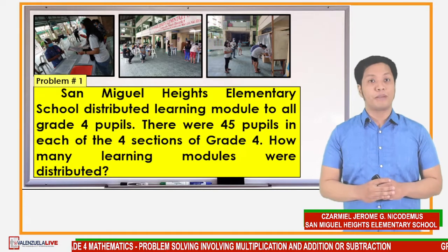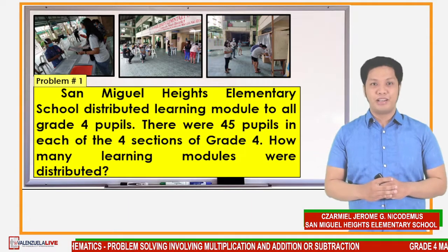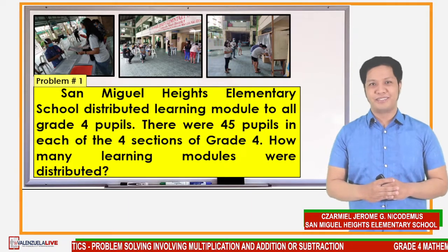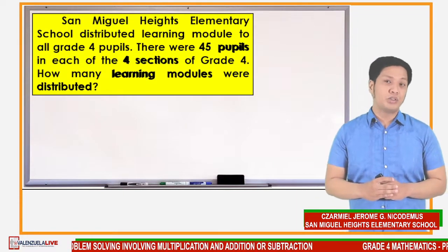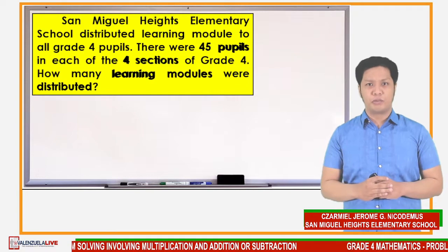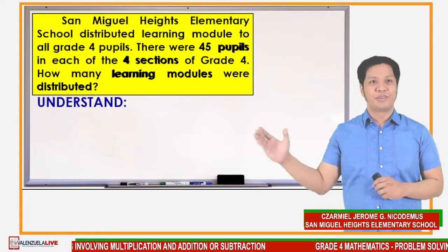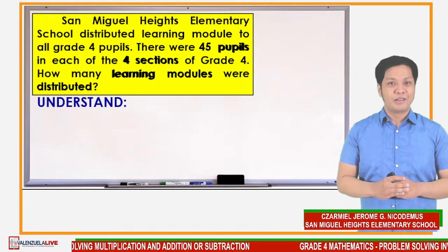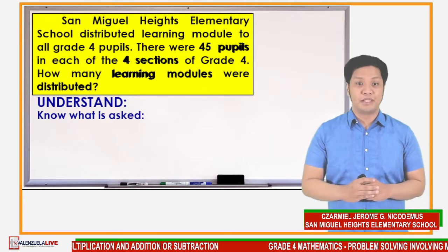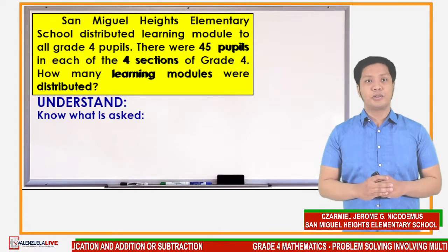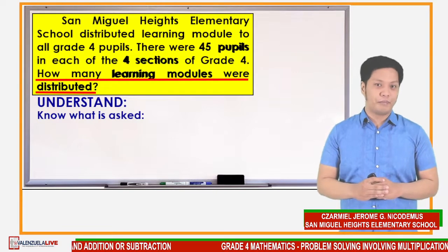There were 45 pupils in each of the 4 sections of grade 4. How many learning modules were distributed? To answer this word problem, we need to follow the steps in solving word problems. The first step is to understand. To understand the problem, we need to know what is asked in the problem. This is usually the question in the last sentence of the word problem.